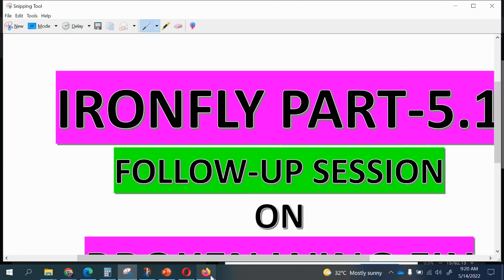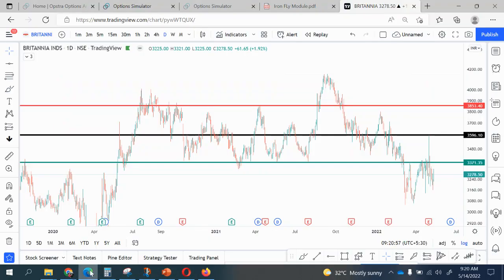Let me directly show you one example using the chart. When I say view, we can deploy the Ironfly somewhere here. Reason is, let's assume this as your resistance, which has acted as a resistance. One time, two times, three times, almost four, right? In future also this will act as a resistance. The green color one is your support. This has acted as a support, this has acted as a resistance. Support one, support two, third time support, fourth, fifth, sixth, seventh, right?